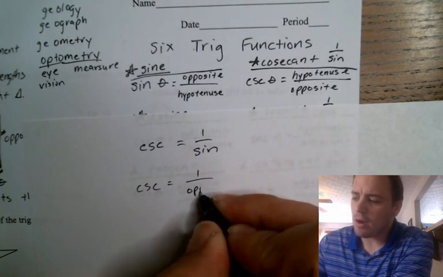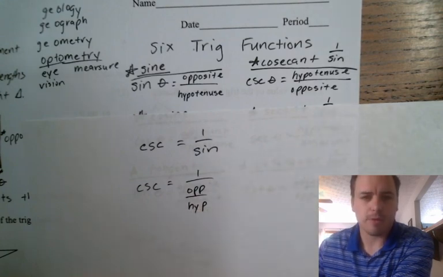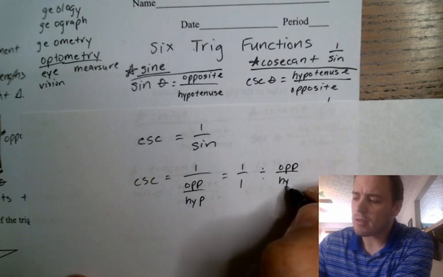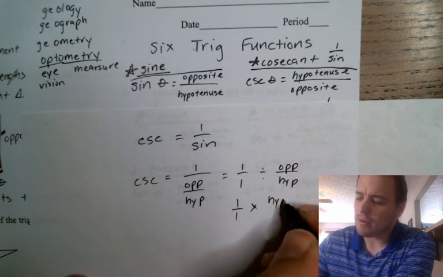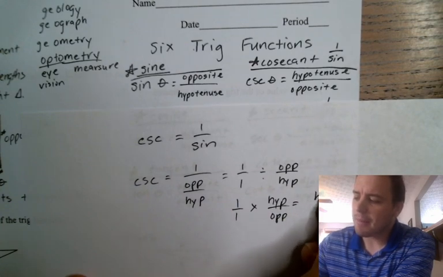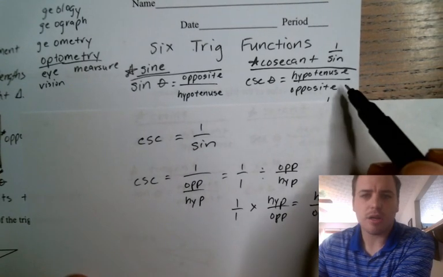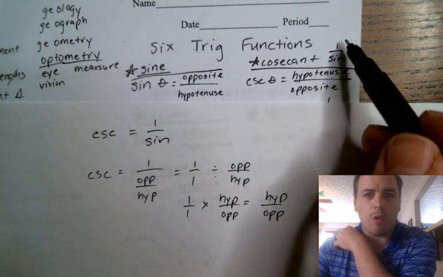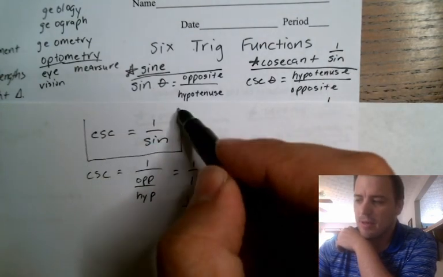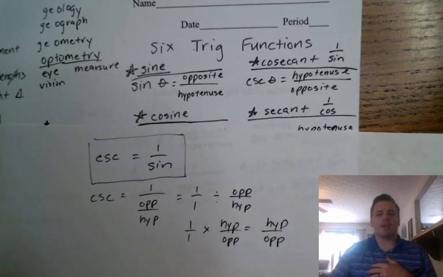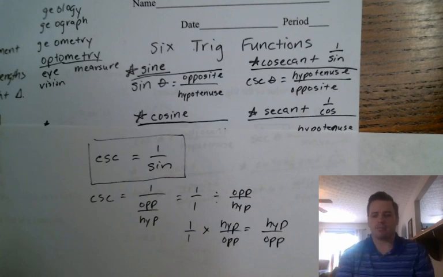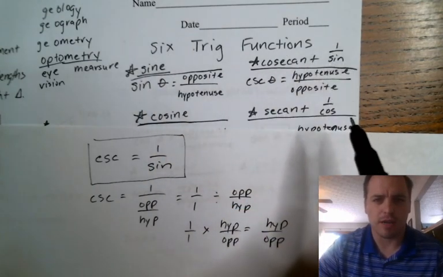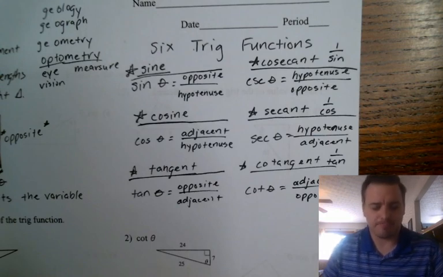That'd be 1 over opposite over hypotenuse, right? You with me on that? So then when I write that horizontally, 1 divided by opposite over hypotenuse, I bring this one down, change the sign, do the reciprocal. What do I get out of this? Hypotenuse over opposite, which is cosecant. So 1 over sine is the same thing. So the reason you won't see a cosecant, a secant, and a cotangent button on your calculator is because it's just the reciprocal of it. Okay, so we just say 1 over sine, 1 over cosine, 1 over tangent. Does that make sense?